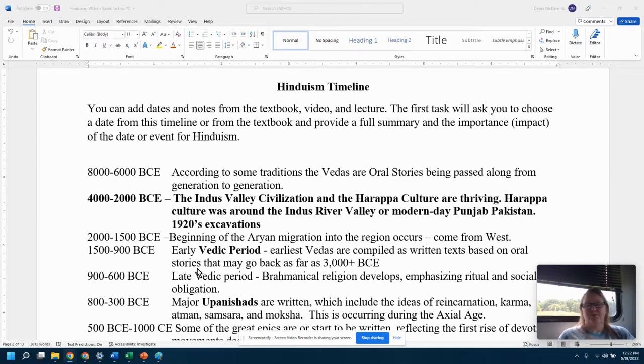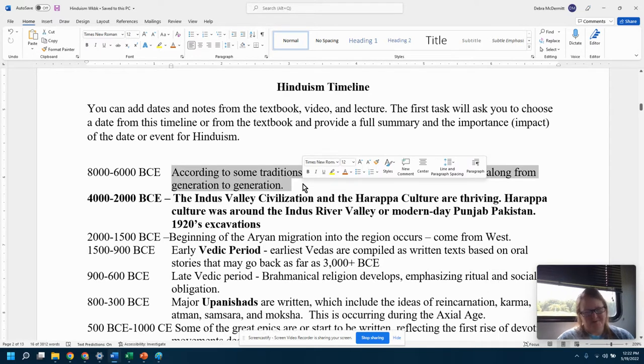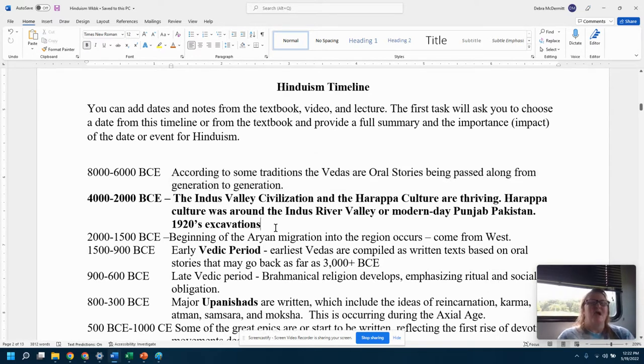You are welcome for the first task to choose a date from this timeline or the timeline in the textbook. I want you to tell me more than what, for instance, is on the timeline in the workbook if you are choosing a date from this timeline. And the main part is I want you to tell me about the importance or the impact of the date you choose. How did it shape or reshape religious beliefs, practices, culture, society? How did this date have an impact on the history of the religion?